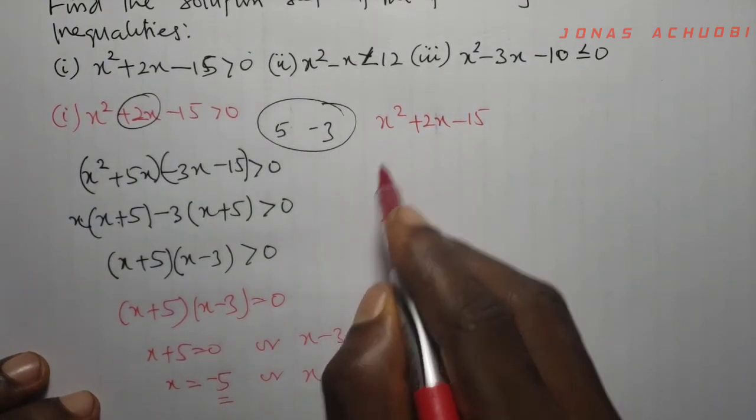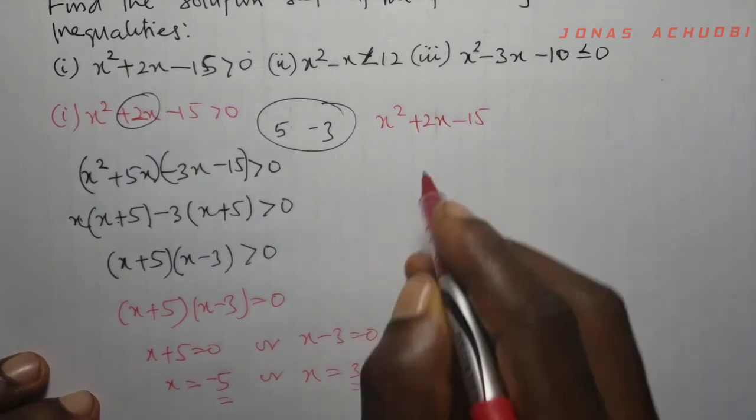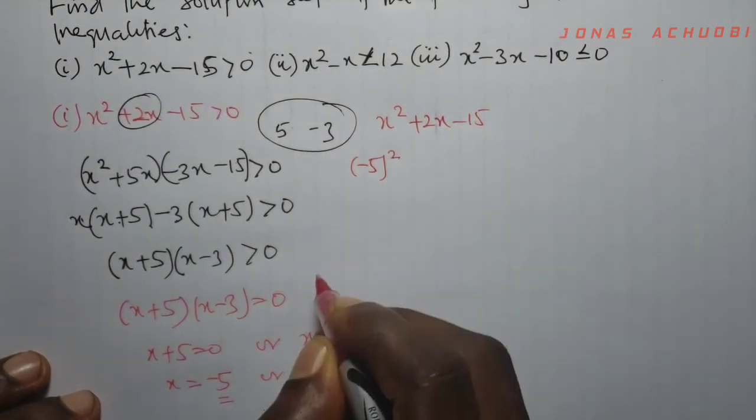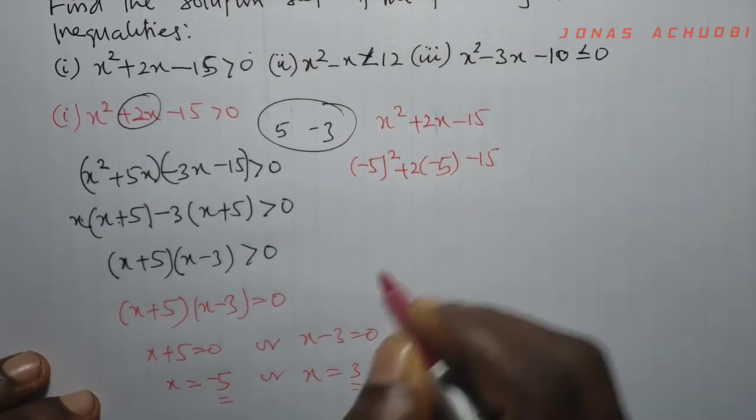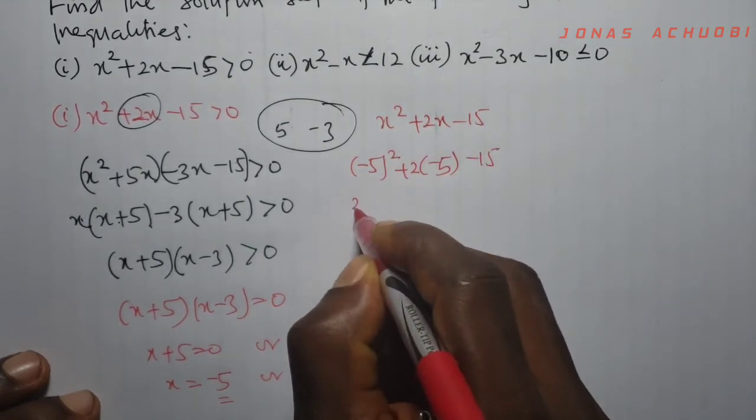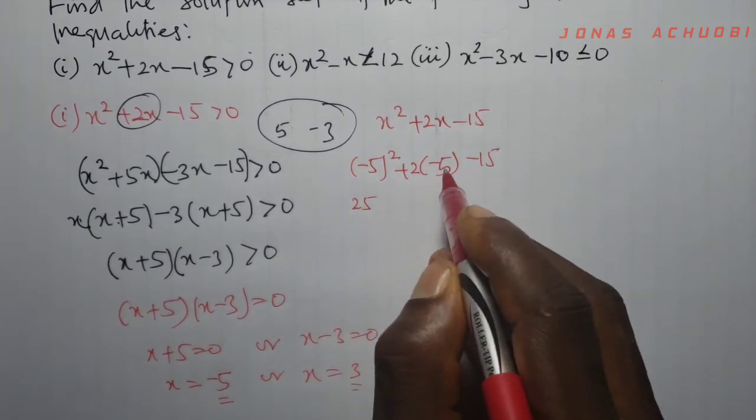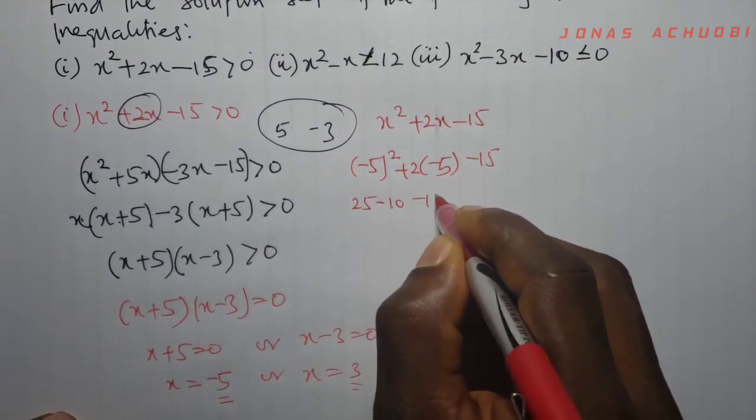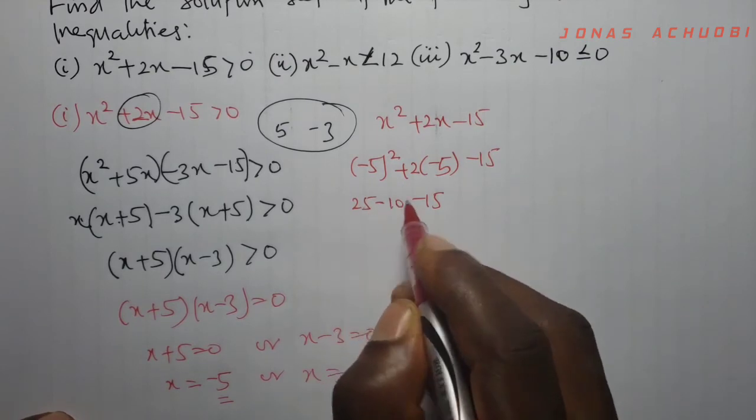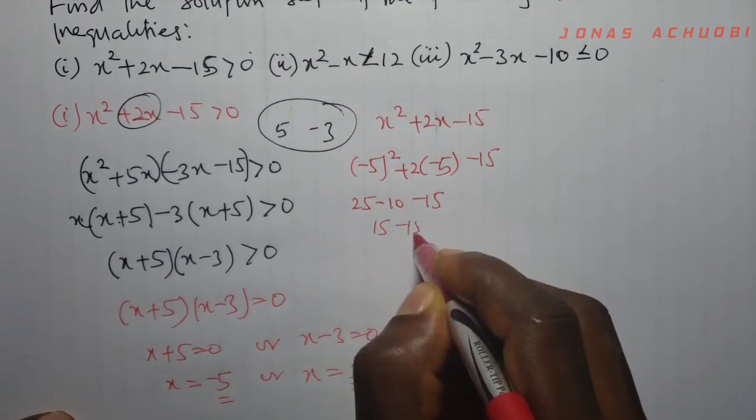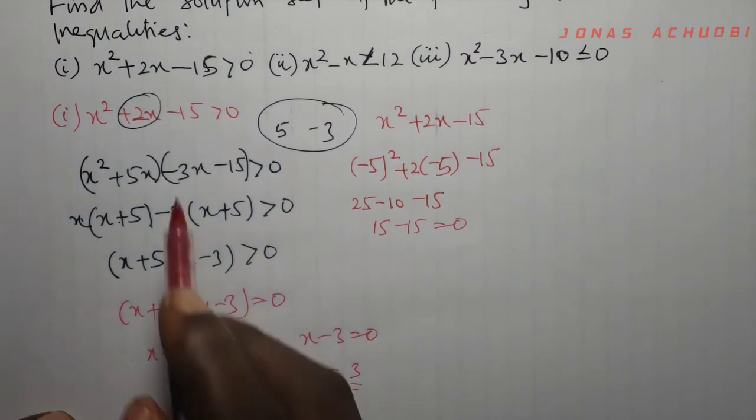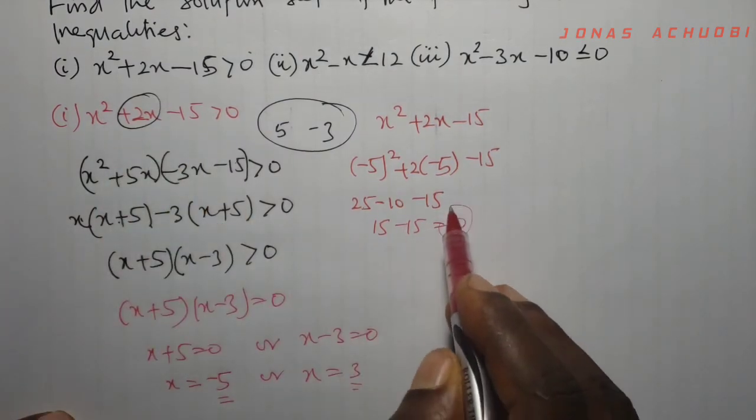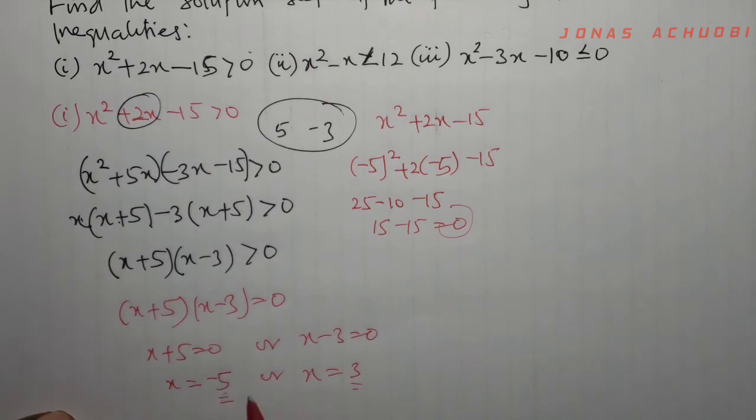Let us see. If you put the value of minus 5 into the inequality, we get minus 5 all squared plus 2 into minus 5 minus 15. Minus 5 squared is 25. 2 times minus 5 is minus 10 minus 15. 25 minus 10 is 15 minus 15, and that is what? 0. So when we substitute the value of minus 5 into the inequality, it gives us 0. Hence, we call minus 5 a 0 of the inequality.